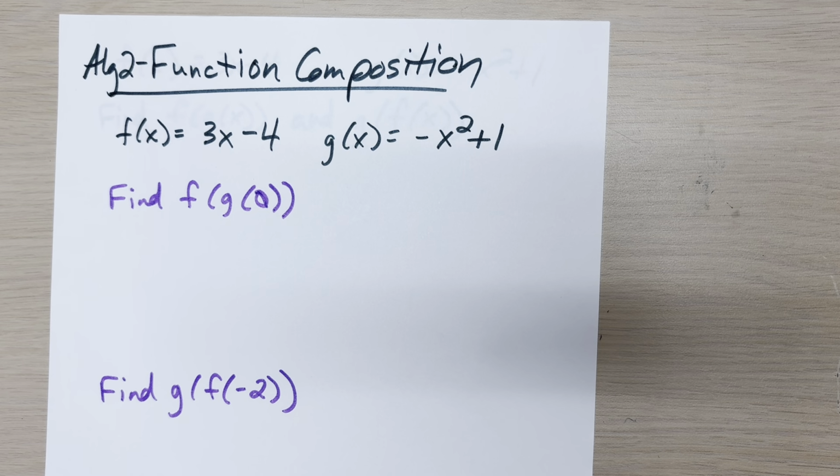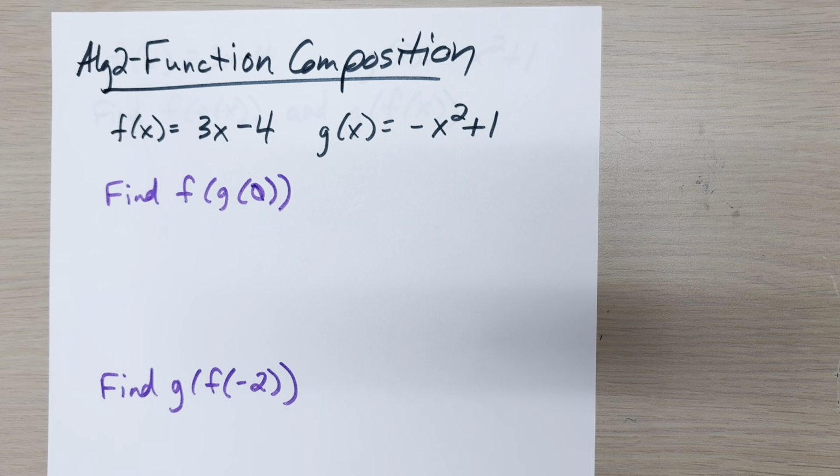This video is going to be looking at function composition and is designed for students in at least Algebra 2. Okay, they're going to give you two functions, or maybe more, I don't know. I'm only going to deal with two. So we have f of x is 3x minus 4, and g of x is negative x squared plus 1.